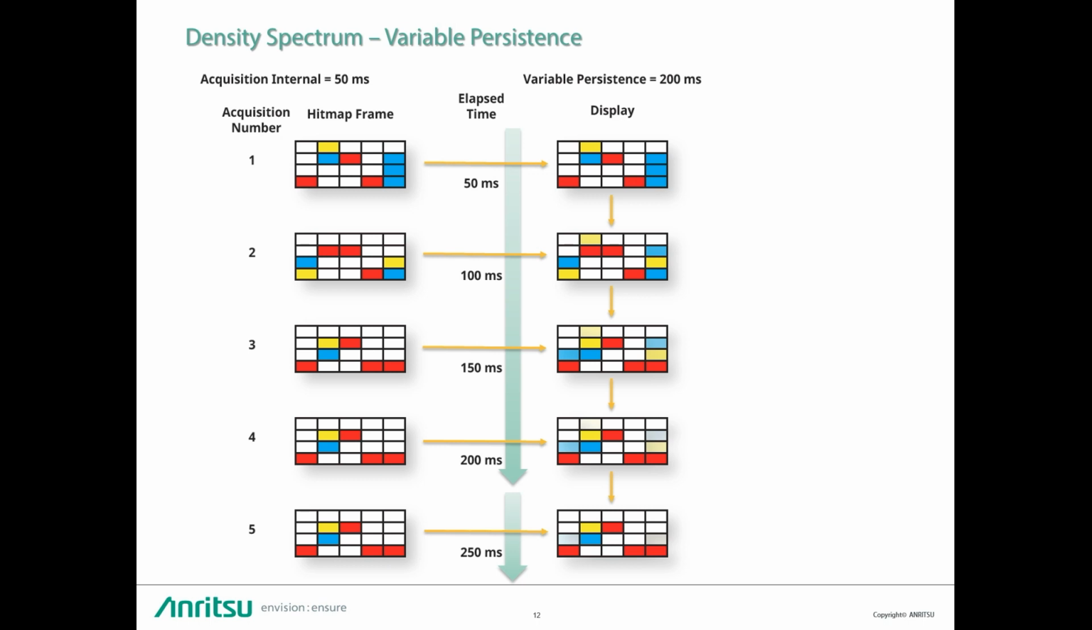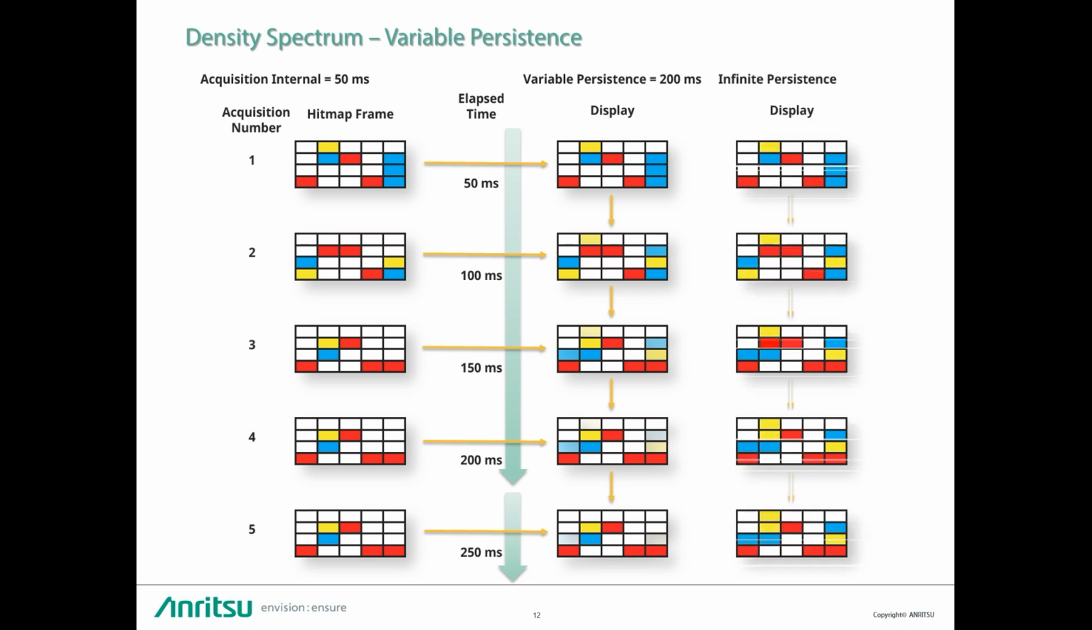If now the persistence has been chosen as infinite instead of variable, the same 200 milliseconds will be kept in memory, but no change will occur between the different displays. So the infinite persistence will remain the same and will show all the pixels that have been hit since the beginning of the measurement. No fading is applied on colors, but just new colors in case new amplitudes are hit.